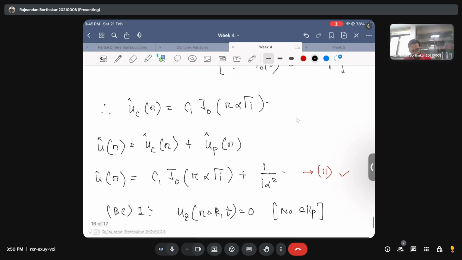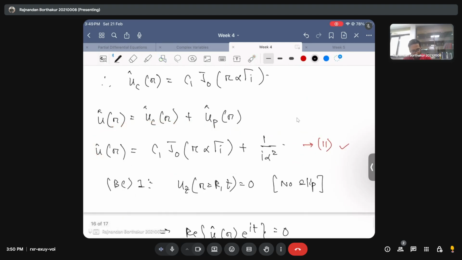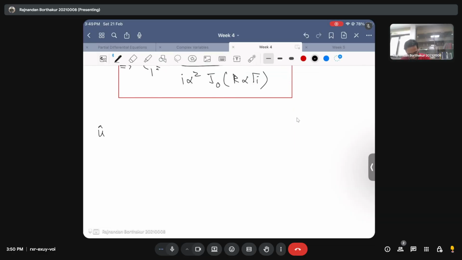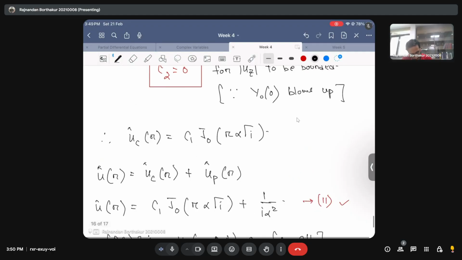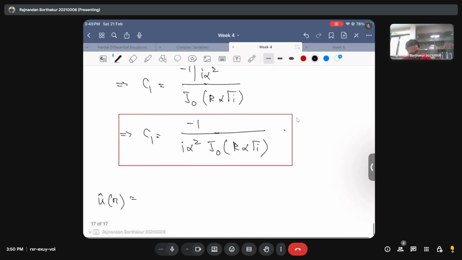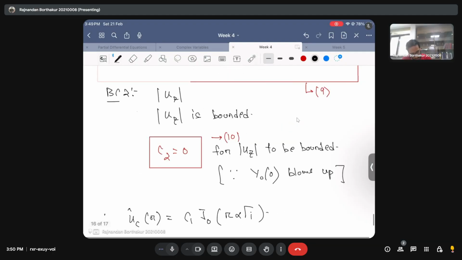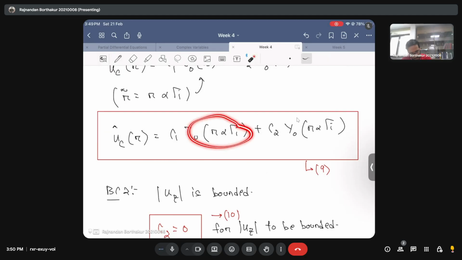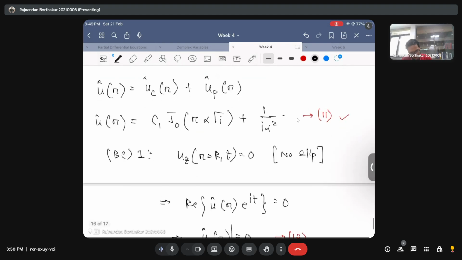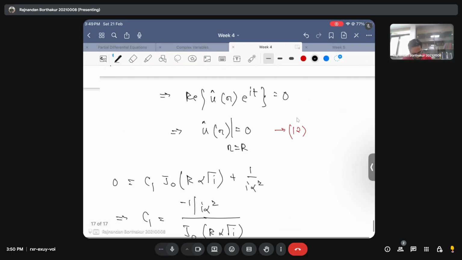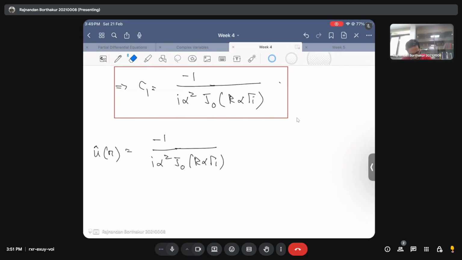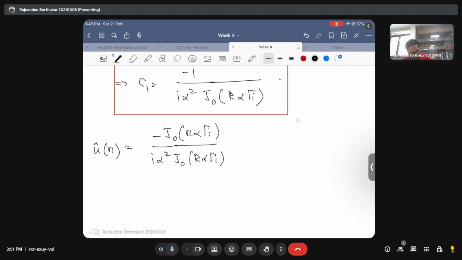So then your complete solution is going to be this. The complete solution for U hat of R is going to be C1 times J0 of this, and I know that C1 is basically minus 1 by I alpha squared J0 of R alpha root I. This is multiplied with J0 of this quantity, so I'll just write it here, J0 of R alpha root I, okay?